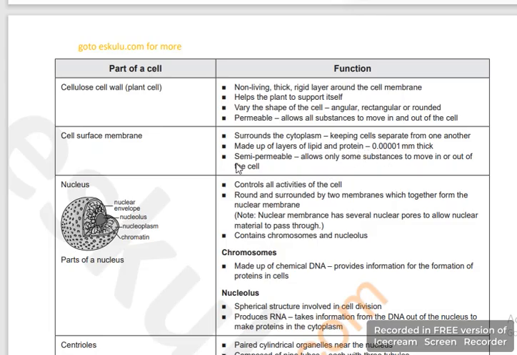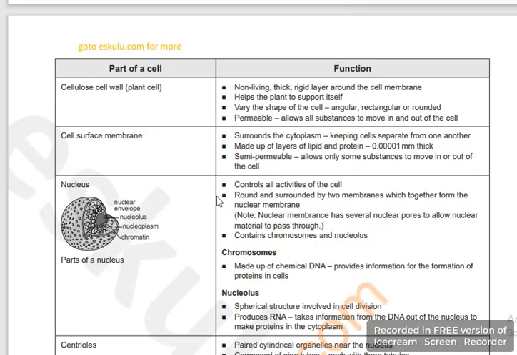Then it is semi-permeable, meaning it allows only some substances to move in or out. This is the reason why you find some other books saying it is selectively permeable. It allows some substances to enter and other substances not to pass through.